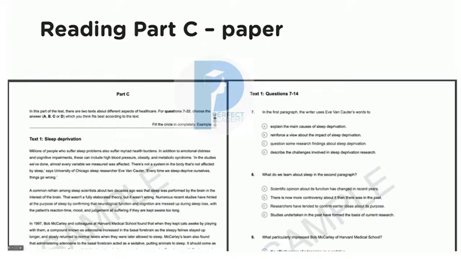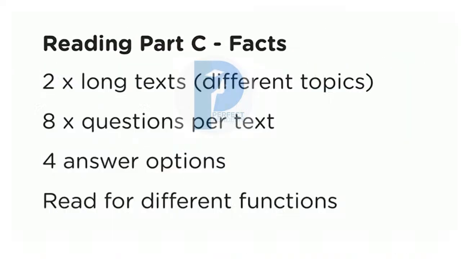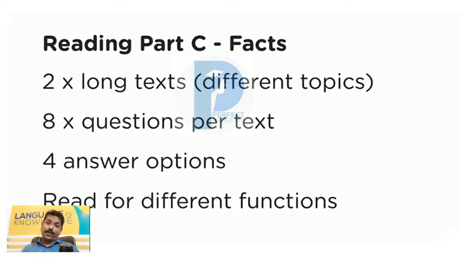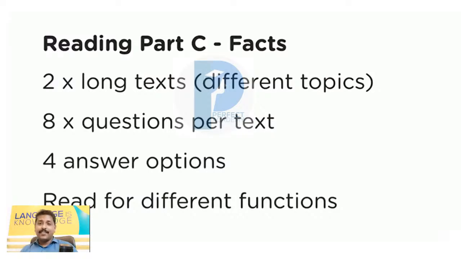Now comes the part C paper. This is how part C looks, and this is the computer version of part C. You have 2 long texts, meaning long passages or paragraphs, whatever you would like to call them, and you have 8 questions per text with 4 answer options. You now have 4 answer options, so it's going to become more confusing. It's more or less similar, but you have to find the right answer out of them.